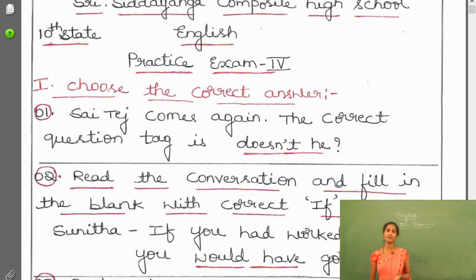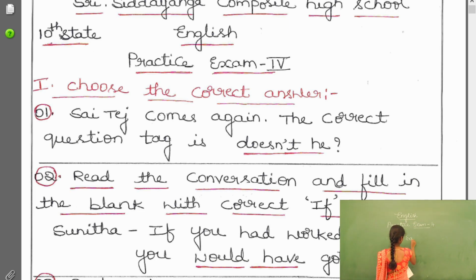In the statement, there is a positive statement, right? Sai Tej comes again. That is a positive statement. You all know that when you get a positive statement, you have to make a negative question tag. When there is a negative statement, you have to put the positive question tag. And what will be the answer there? Doesn't he.